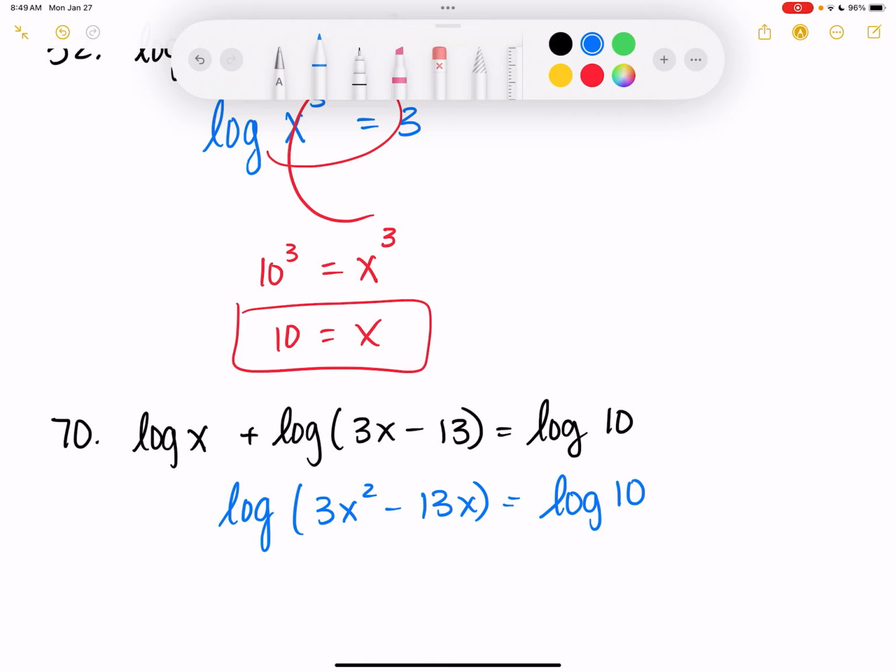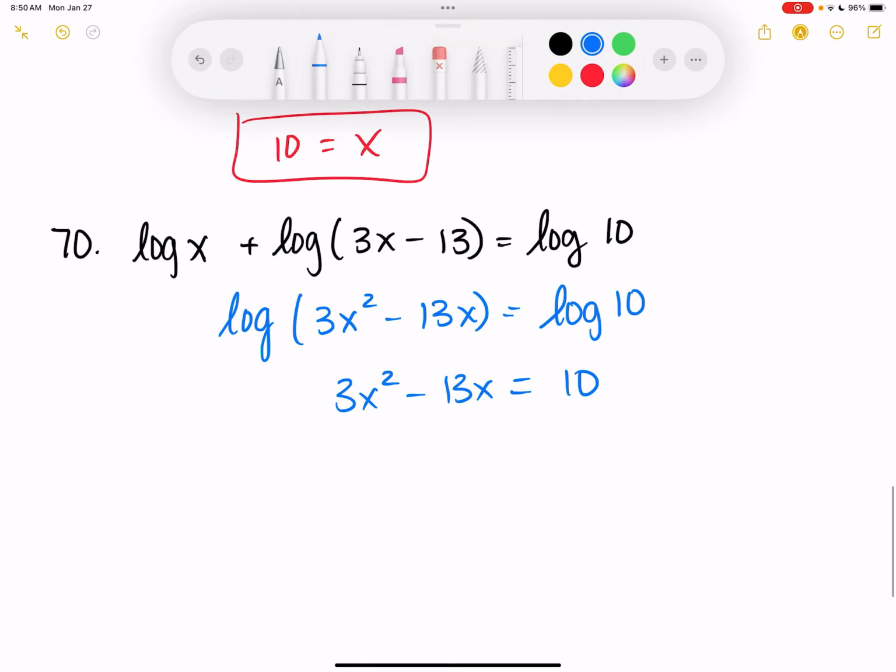So something that we haven't talked about yet, but if you have two logs that are equal to each other and they have the same base, the stuff that's inside of them is equal to each other. So that means that 3x squared minus 13x is equal to 10. And now I'm going to solve this just like I would solve a normal equation if I didn't start with logs. So you're going to move the 10 over. So I'm going to have 3x squared minus 13x minus 10 equals 0.